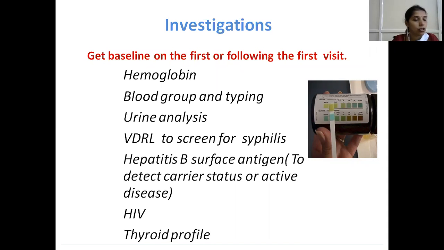In case of RH negative pregnancies, we will check antibodies by indirect Coombs test, to see whether she has been immunized before. The other investigations are hemoglobin, blood grouping and typing, urine analysis, VDRL to screen for syphilis, hepatitis B surface antigen, HIV and thyroid profile. These are the investigations to be done in the first antenatal visit.